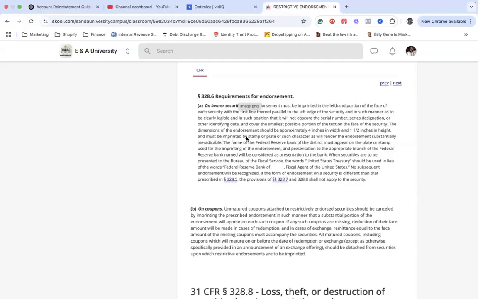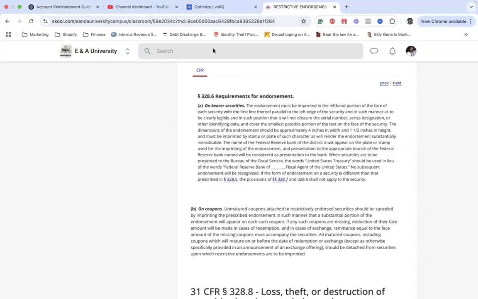And it must be imprinted by stamp or plate of such character as will render the endorsement substantially legible, right? And the name of the Federal Reserve Bank of the district must appear on the plate. So guys, it's telling you what to put. The name of the Federal Reserve Bank of the district must appear on the plate or the stamp used for the imprinting of the endorsement and presentation to the appropriate branch of the Federal Reserve Bank. So, United States Treasury, right?